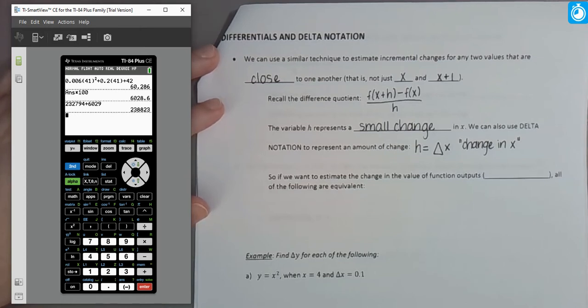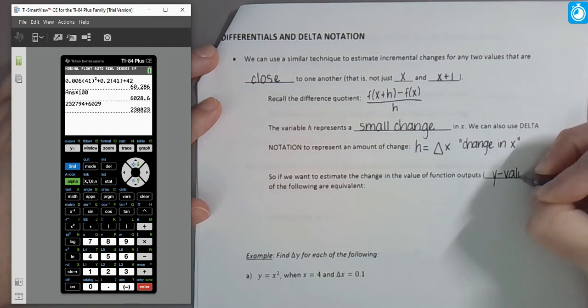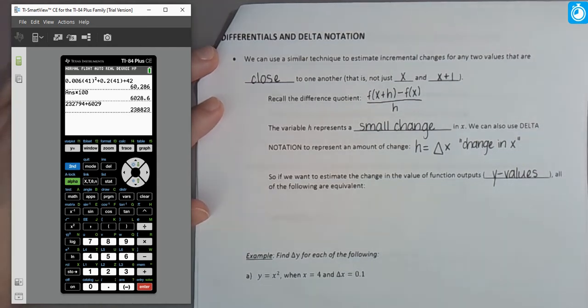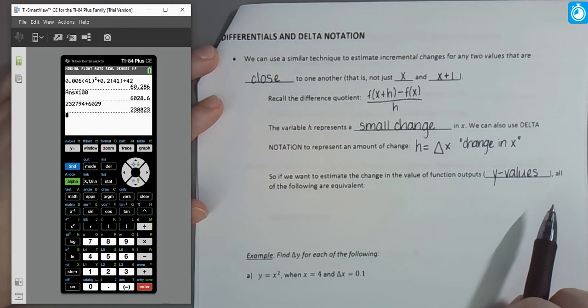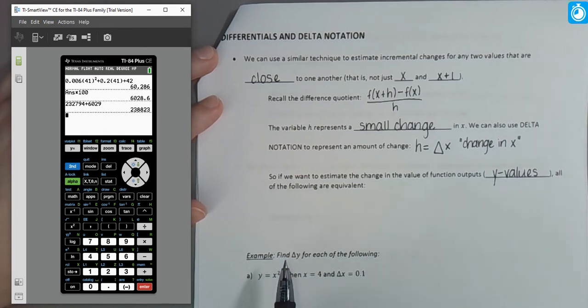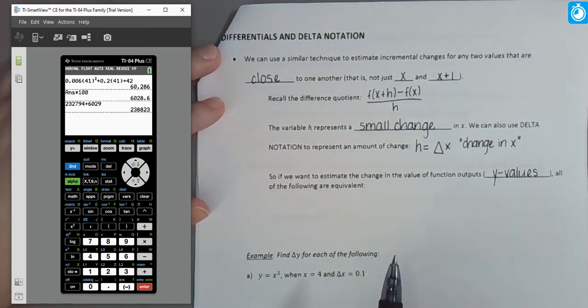If we want to look at something a little bit more abstract, maybe not going directly from 40 to 41, but maybe 40 to just some unknown value, this is the strategy we're going to use. So if we want to estimate the change in the value of outputs, aka y values, not x values, then all of the following are going to be equivalent. I'm going to write out a long equation that's going to take all of these different ways of writing the same thing, and relate them to one another, and we're going to add in this new notation that we haven't used before.